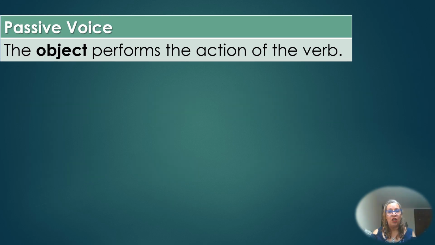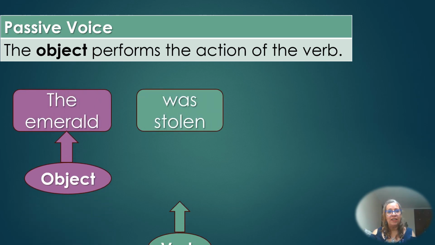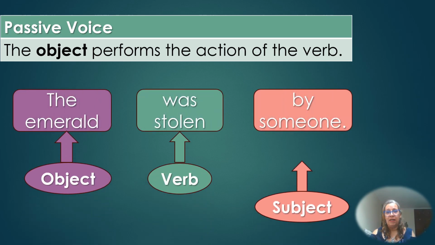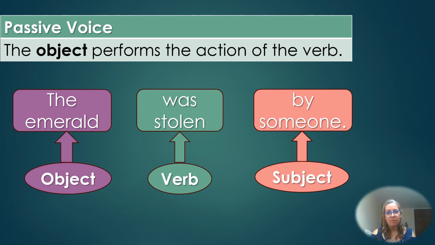With passive voice, the object performs the action of the verb. The emerald is the object, was stolen is the verb, by someone is the subject. So in passive voice, the order is O, V, S, just swapped around.